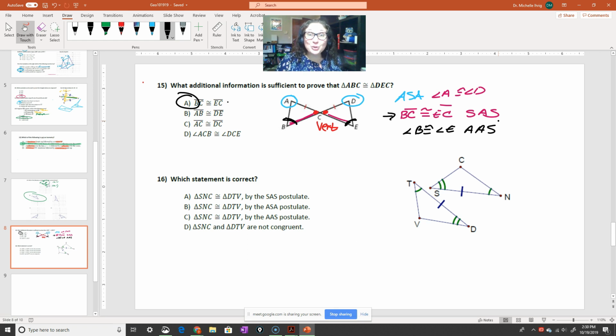Which statement is correct? Let's see. Well, we need to prove how. Angle, side, angle. They're congruent. All the letters match here, so we don't really even have to pay attention to this. So the postulate is angle, side, angle, choice B.